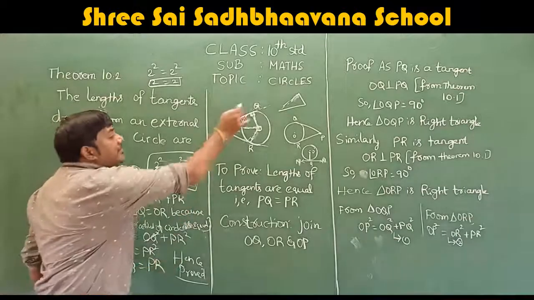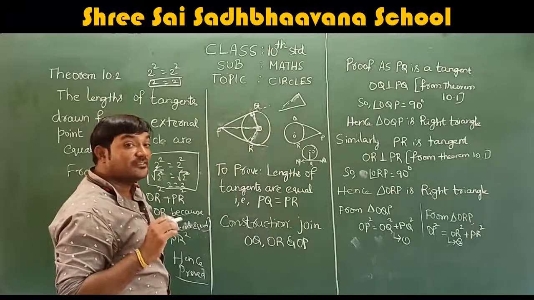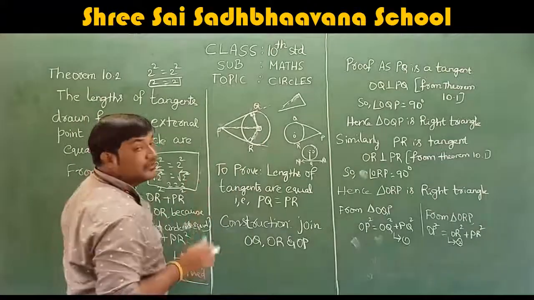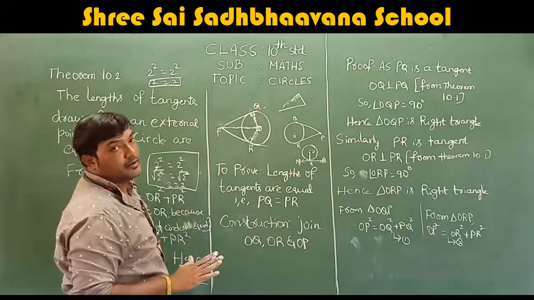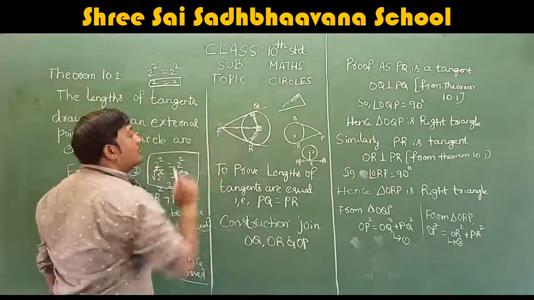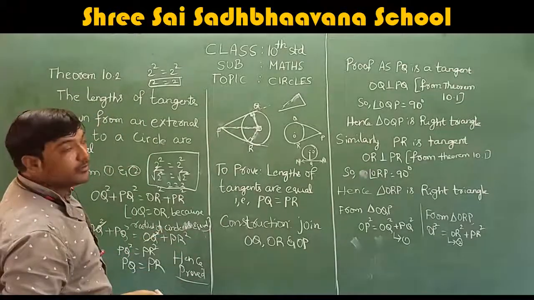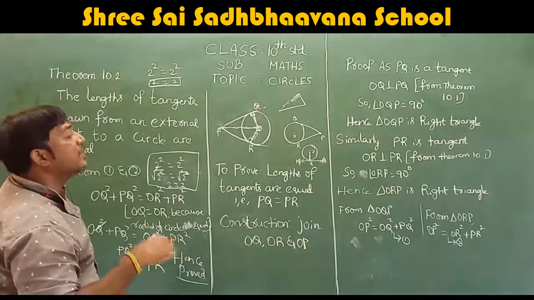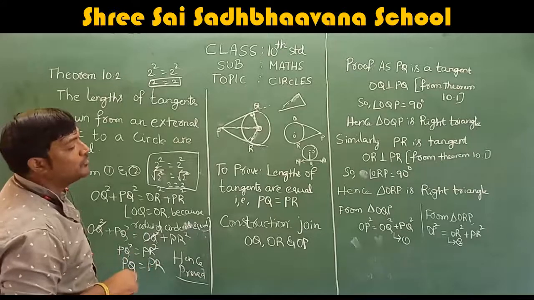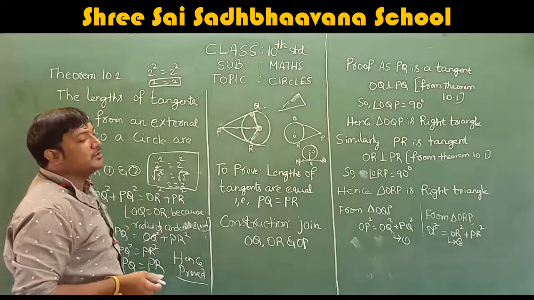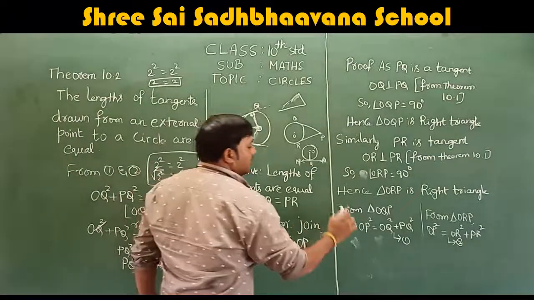It means in the right triangle OQP, OP is the hypotenuse. How can you say OP is the hypotenuse? Remember, always hypotenuse is the longest side in the right angle triangle. Correct? So hypotenuse is OP. So OP square, what are the other two sides? PQ square and OQ square. So OP square should be equal to the sum of PQ square and OQ square. So I have written OP square is equal to OQ square plus PQ square. You can write from Pythagoras theorem.